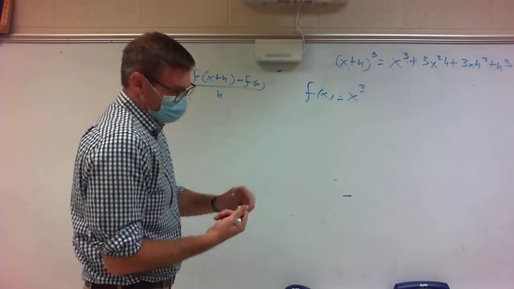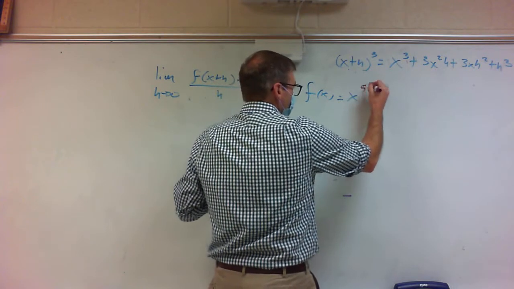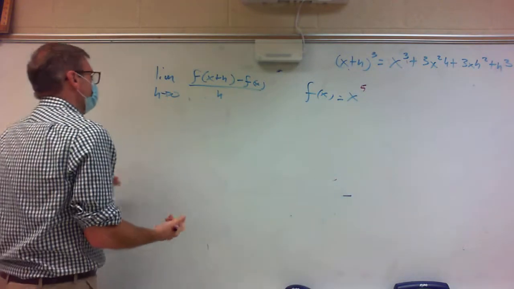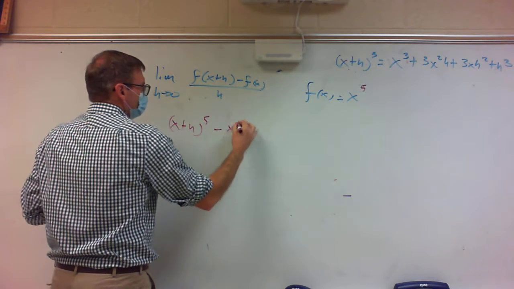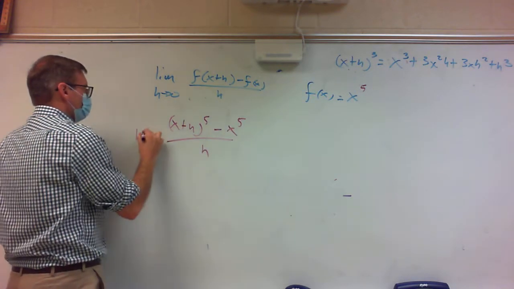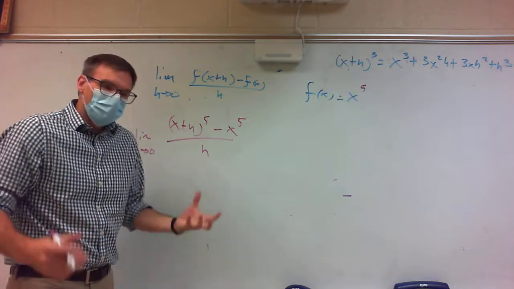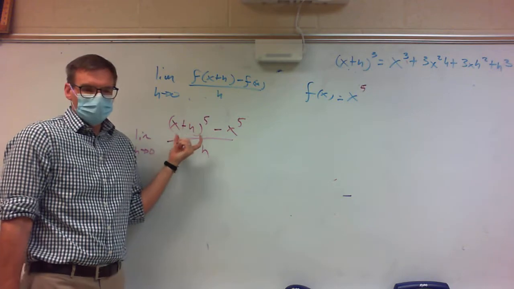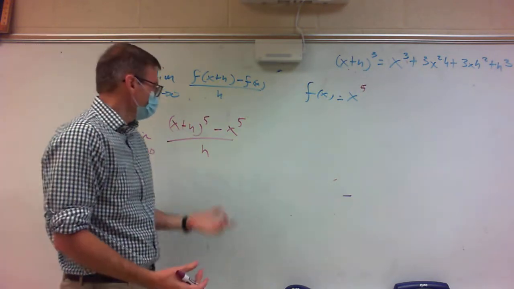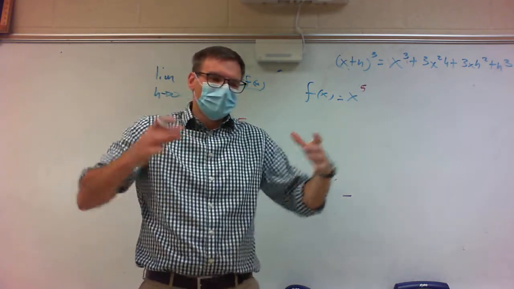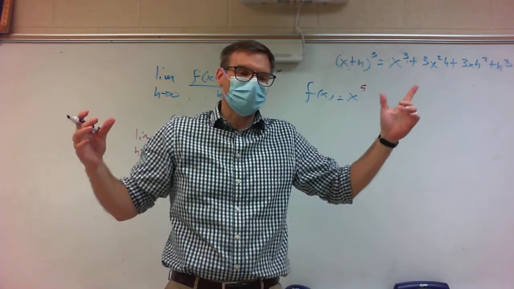If this was x to the 5th, like I changed it to f of x equals x to the 5th, when I plugged it in, I'd get x plus h to the 5th minus x to the 5th all over h, and I get this limit as h goes to 0. And I have this lovely job of taking x plus h and raising it to the 5th. Well, what does that look like? Well, first of all, x plus h raised to the 5th is really big. But most of it doesn't matter, right?